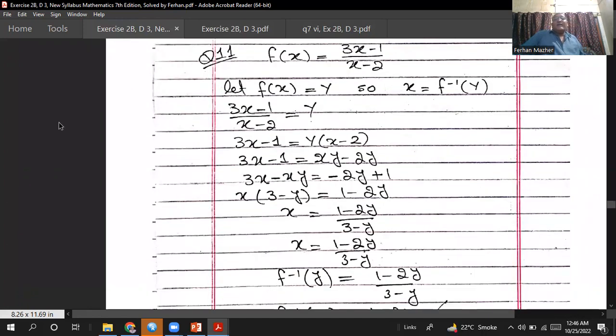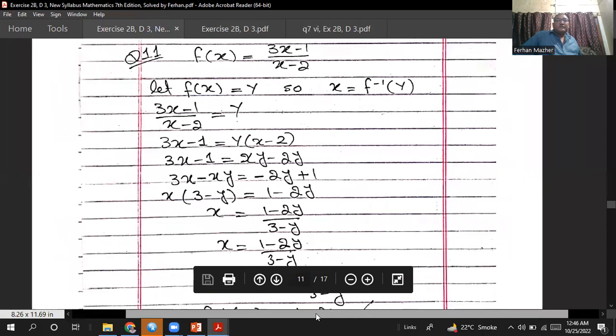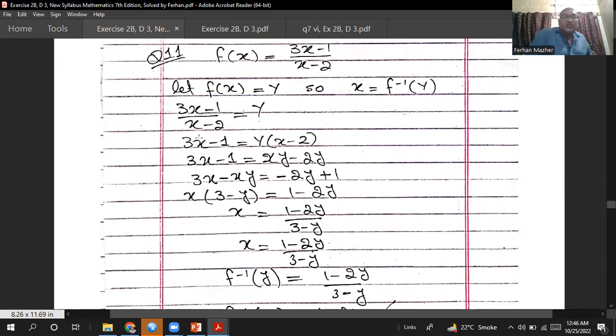So question number 11 is coming up. f of x is equal to 3x minus 1 divided by x minus 2. So let f of x equal y. So x is equal to f inverse of y. So 3x minus 1 divided by x minus 2 is equal to y. Cross multiply. So now you see the x is in two places. I will bring them on the same side.